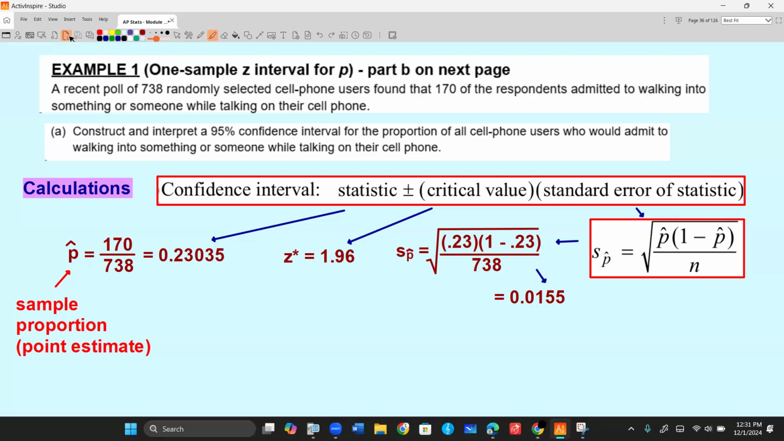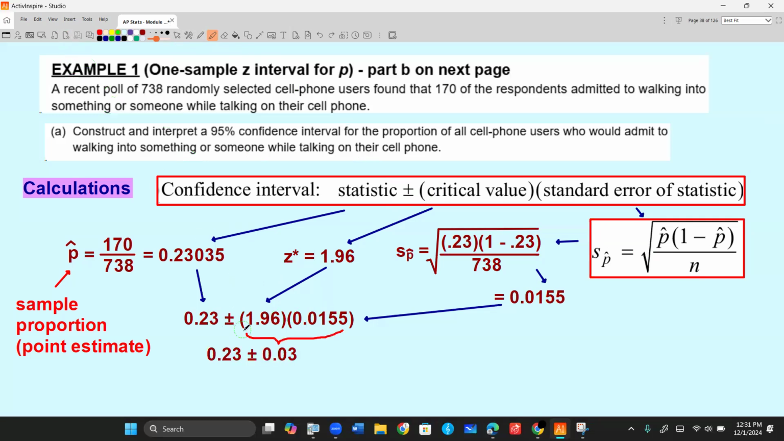So the next thing we're going to do is put it all back together in the formula. And so you'll have your statistic 0.23 plus or minus your critical value, which is going to be that 1.96, times your standard error, which is 0.0155. Next, I want to calculate the critical value times the standard error, and that's going to give you your margin of error, which is about 3%, give or take. So it's a little bit off of 3%, so I'm rounding to 3% here. And so your final interval will be 0.23 plus or minus 3%, so 20% to 26% approximately.